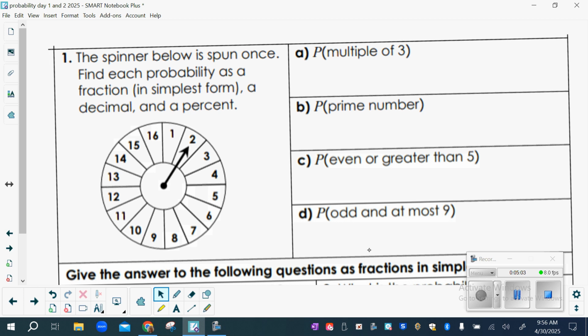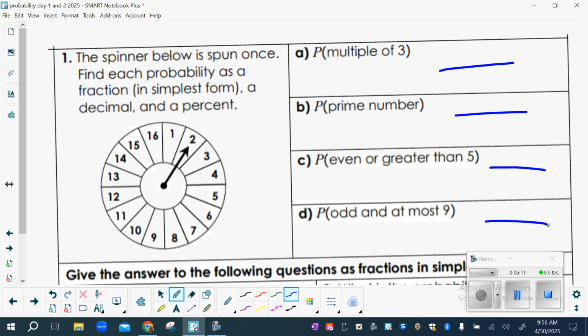We have just one spin, right? So we're not spinning a bunch of times. On all of our problems tonight, we're going to spin the little dial, and there are 16 numbers that can land us. So what are the options on the bottom? 16.